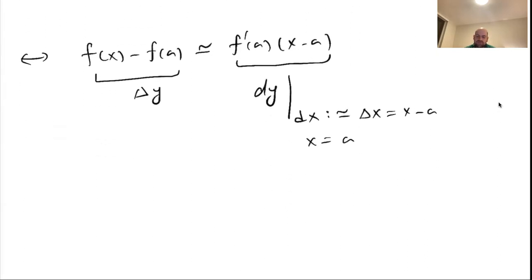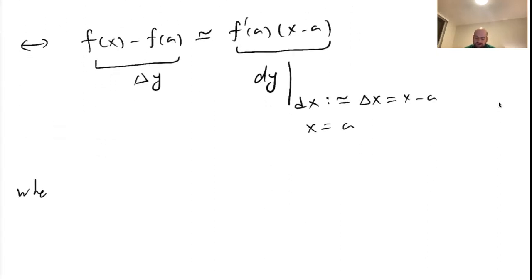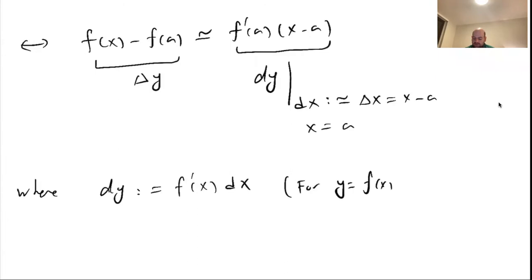So dy, the differential of y, is an approximation for delta y if we set dx to be delta x and x equals a. Now, what was the definition of a differential? Differential y is defined as f prime of x dx, for y equals f of x. If you fix the value of x to be a and dx to be delta x, which is x minus a, then dy will be f prime of a times x minus a, the right-hand side of this approximation. And this will be an approximation for the left-hand side, which is delta y, the difference between y values.